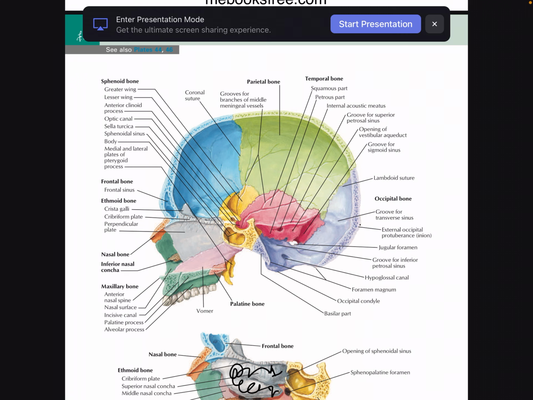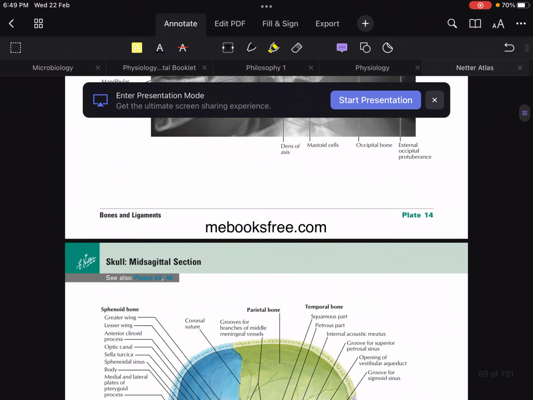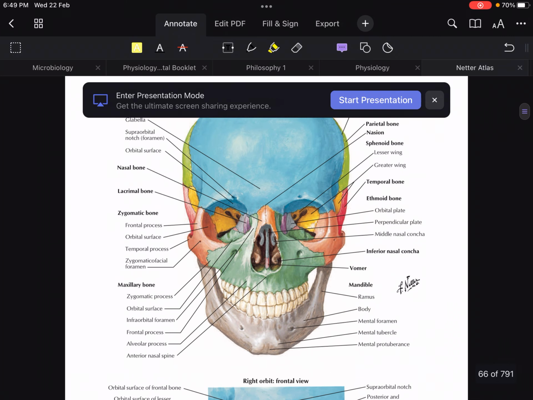As I explained, I told you about the different types of sinuses. Two of them were the ethmoid sinus, which is located inside the ethmoid bone. The second one is the sphenoid sinus, which is here inside the sphenoid bone. The third one is frontal sinus, which is located in frontal bone. And the fourth one is maxillary sinuses, which is located here. It has triangular shape and it's located in maxillary bone.